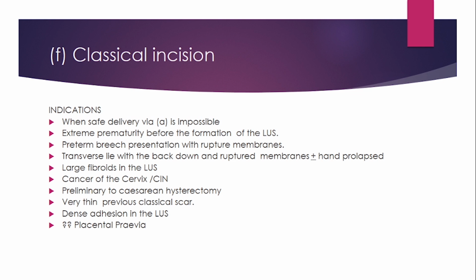Then when you know that you're going to carry out cesarean hysterectomy, so as a preliminary to cesarean hysterectomy, you can give your classical incision because the uterus is going out after all. Then very thin previous classical scar, then dense adhesions in the lower uterine segment. Then some workers advocate its use for placenta previa. It's neither here nor there.